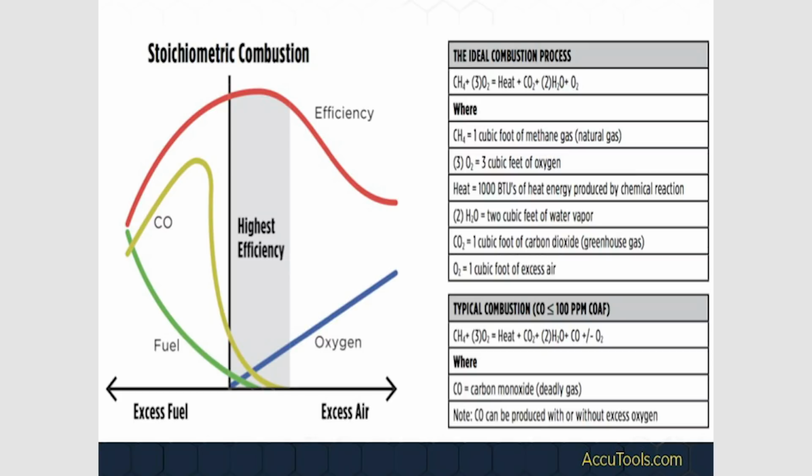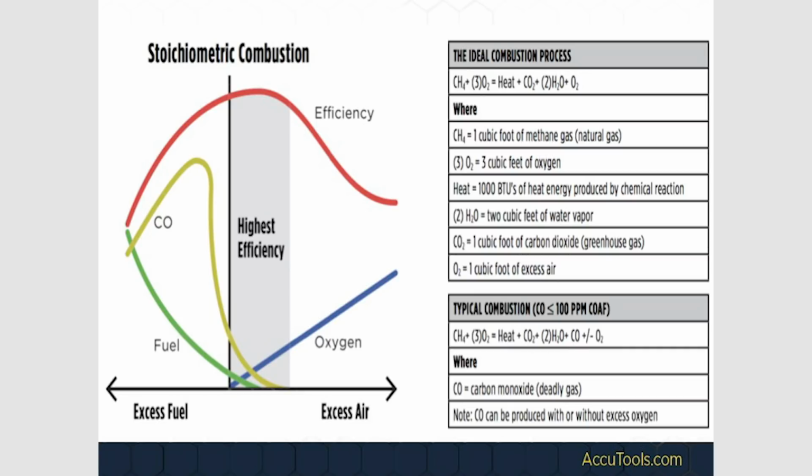When we're setting up an appliance here, what we're trying to set it up for is the highest efficiency with a certain amount of safety. So we're always going to set up the appliance so we're in this zone here. This is what we call stoichiometric combustion. This is when you have just the right amount of fuel and just the right amount of air. So if you look at the bottom here, there's no excess oxygen, there's no excess fuel, there's no excess air, right? That's stoichiometric combustion.